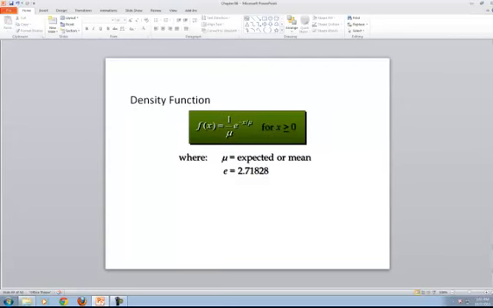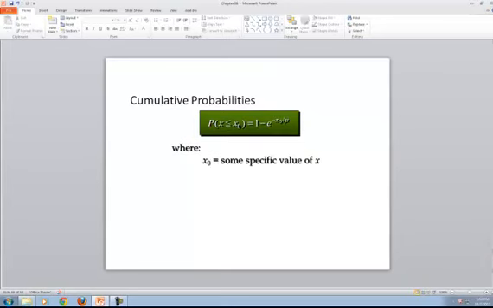And this is its density function. So all you need to do is, if you want to find out the probability of x being a certain number or less, then you just plug its value into this formula. Here is an example.